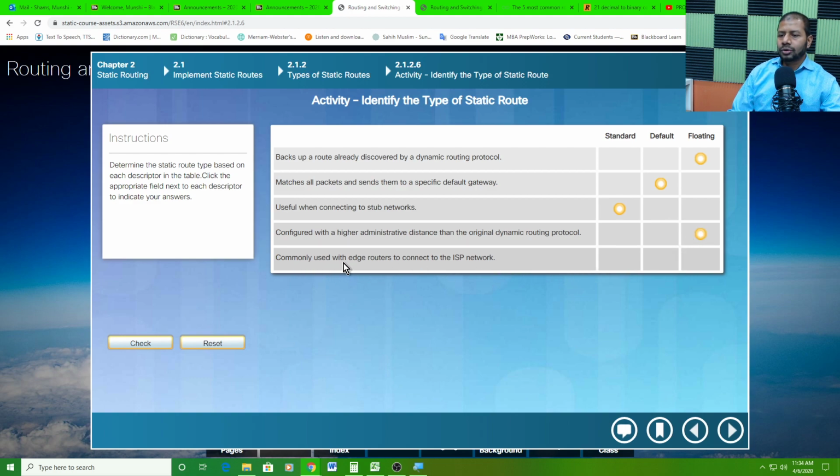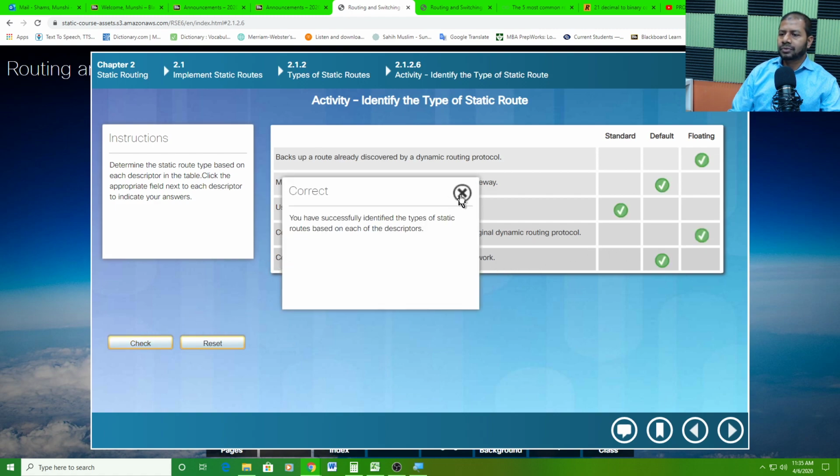Commonly used with edge routers to connect to the ISP network. So if you are a very simple network, you are connected to your ISP. So for all the outside world, you will be throwing all the packets to whom? To that ISP's router. That will be a default route. Okay. So let's check. Okay, we're good.